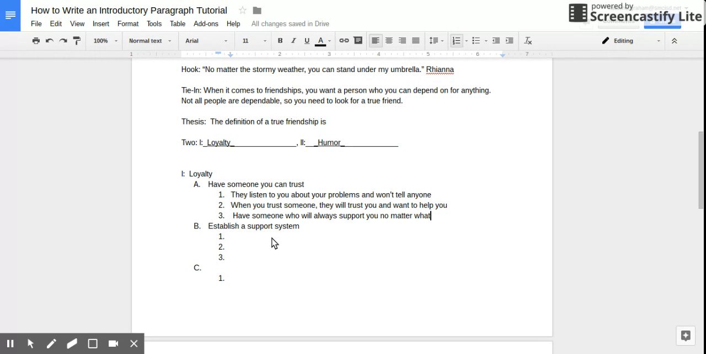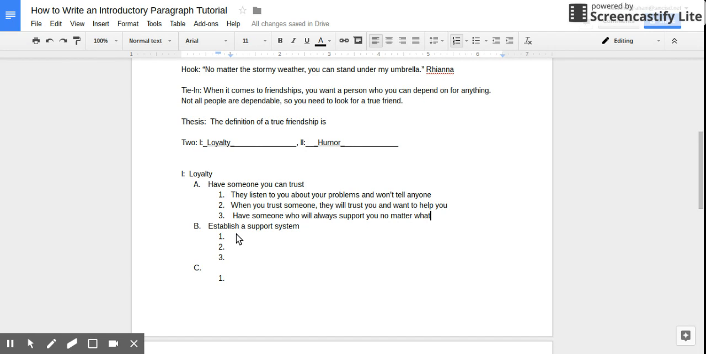So they listen to you about your problems, won't tell anyone. When you trust someone, they will trust you and want to help you, and you will have someone who will always support you no matter what. I think those are a great order, especially considering that this last third sentence can help me transition into my second major detail, which is my B.